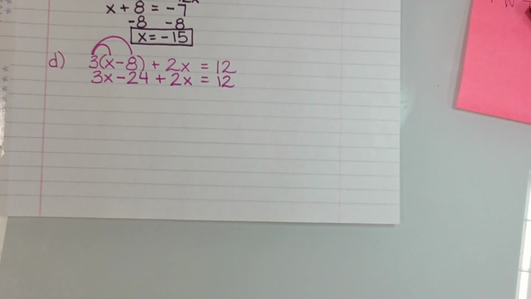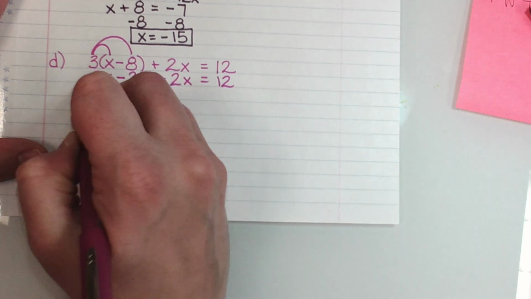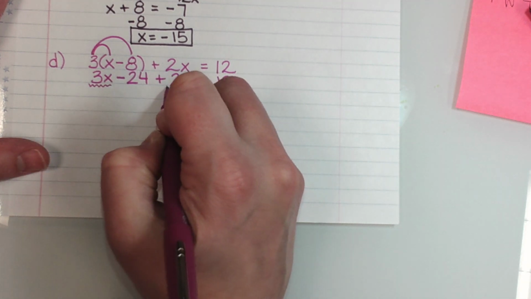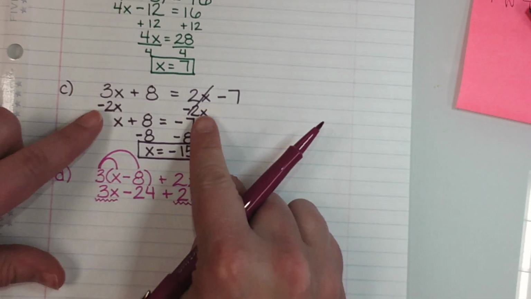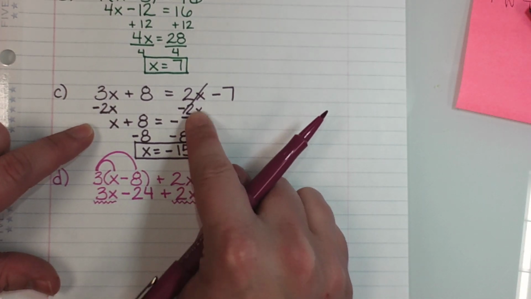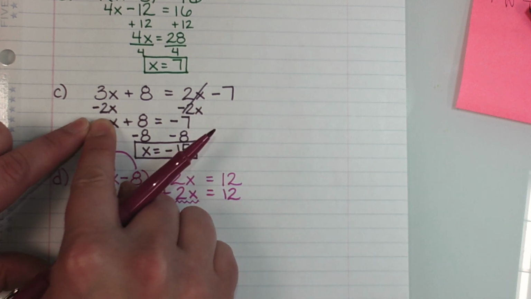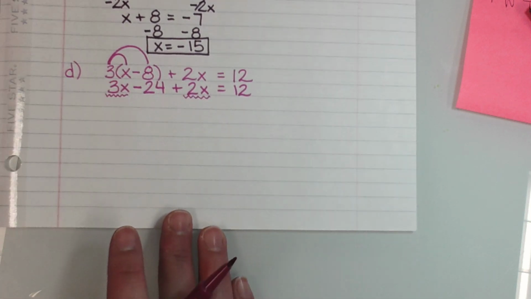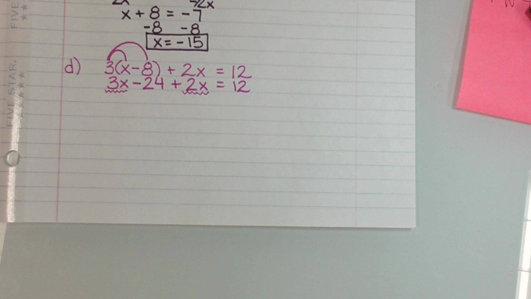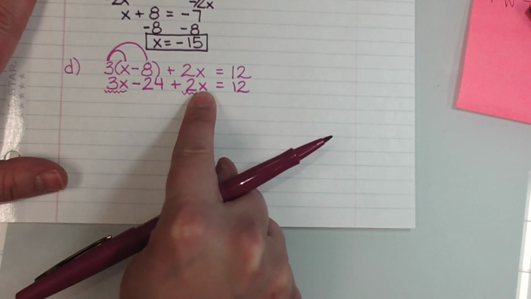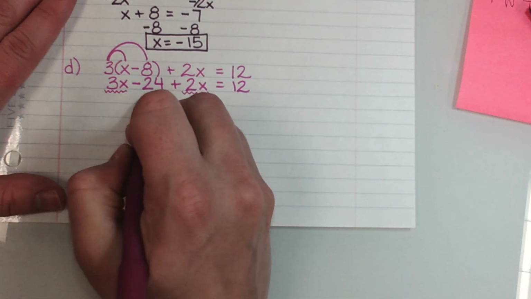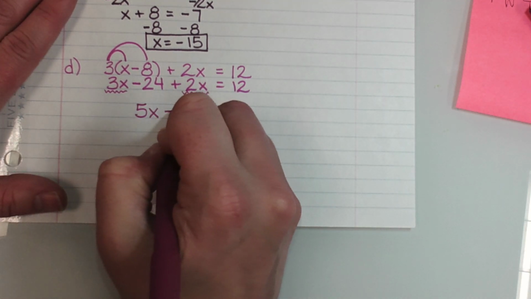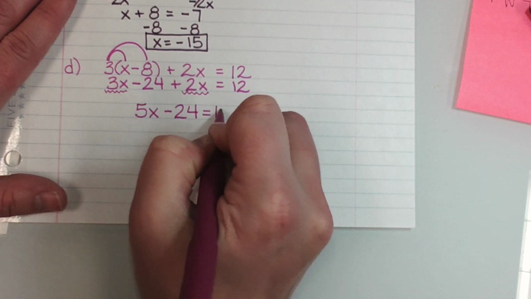Now I've got multiple x's, but do you notice they're on the same side of the equal sign this time? If they are on the same side of the equal sign, we do not do opposite operations this time. Opposite operations was recognizing this was a positive 2x, and I subtracted it. When they are on the same side, you do exactly what they say. I've got a positive 3x, and it's adding 2x. 3 plus 2 is 5x. 5x minus 24 is equal to 12.